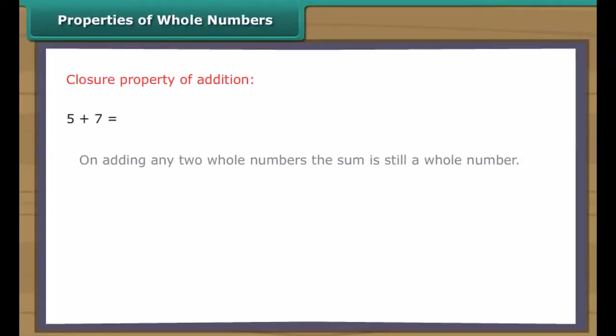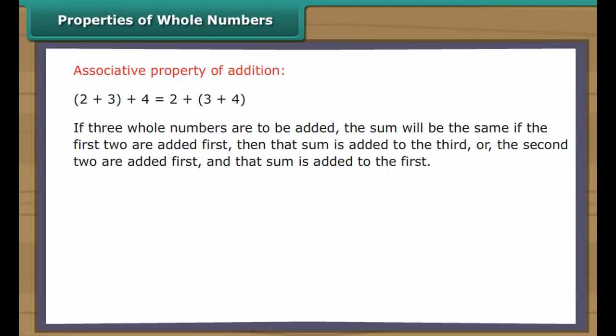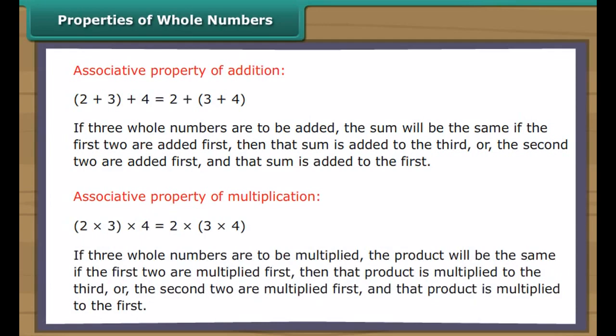Properties of whole numbers. On adding any two whole numbers, the sum is still a whole number. On multiplying any two whole numbers, the product is still a whole number. If 3 whole numbers are to be added, the sum will be the same if the first 2 are added first, then the sum is added to the third, or the second 2 are added first, and that sum is added to the first. If 3 whole numbers are to be multiplied, the product will be the same if the first 2 are multiplied first, then the product is multiplied to the third, or the second 2 are multiplied first and that product is multiplied to the first.